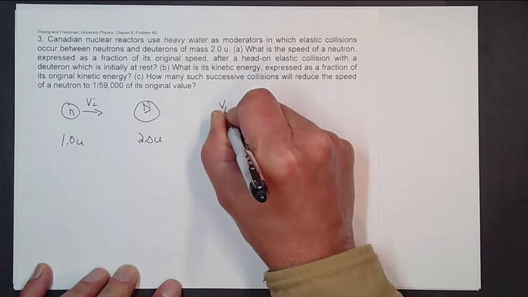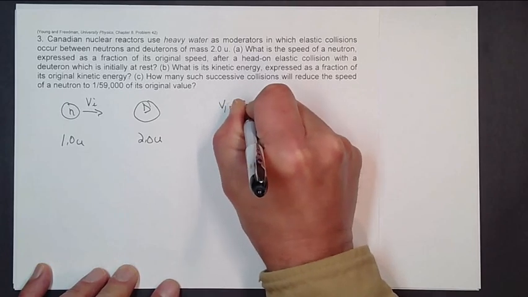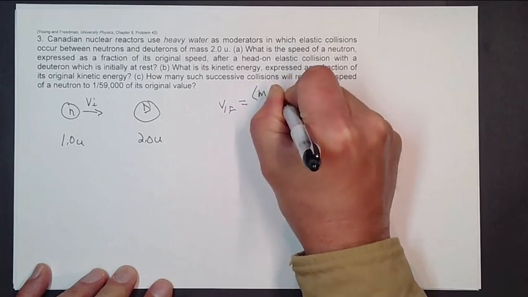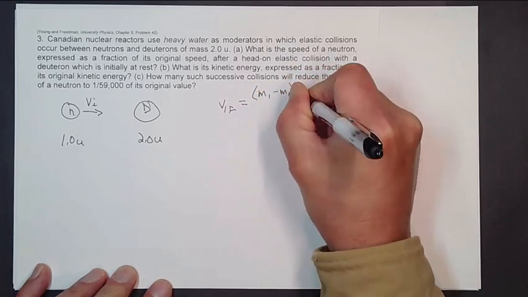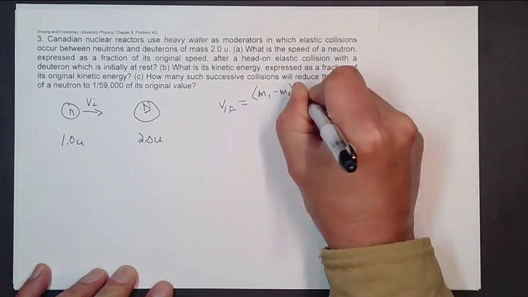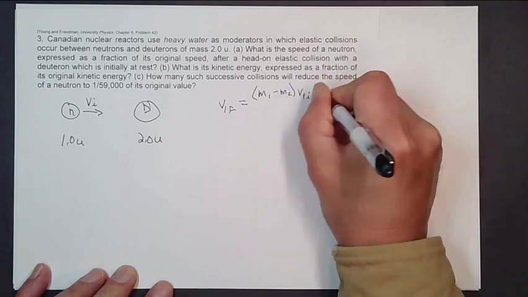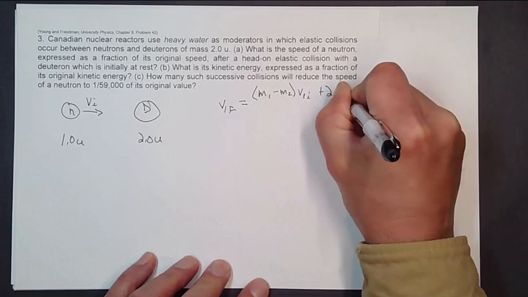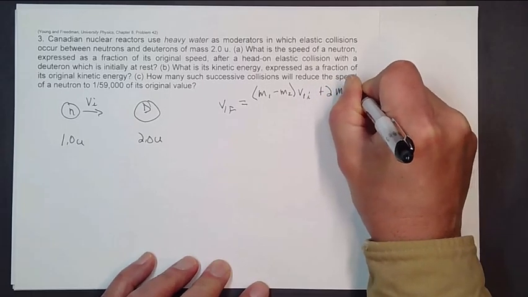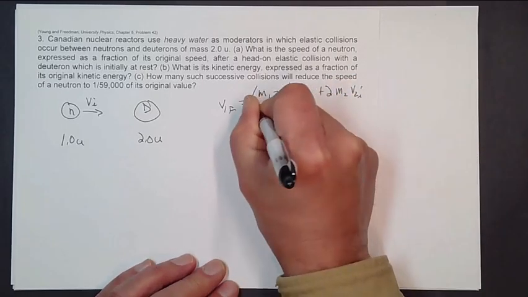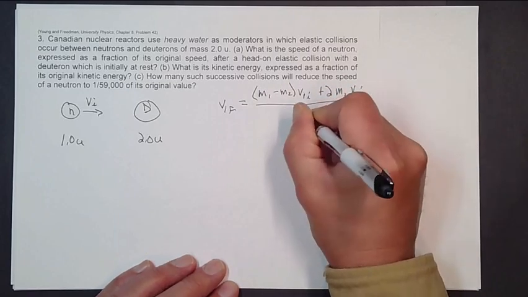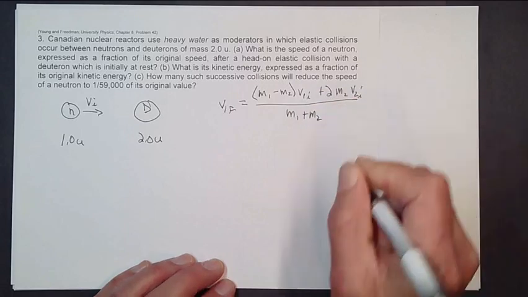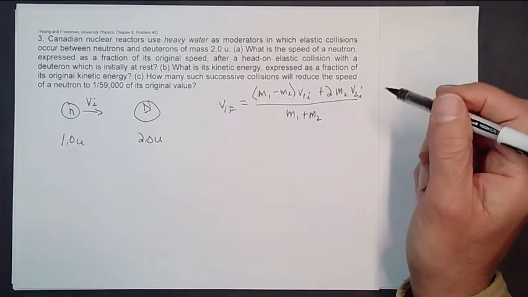V1 final is going to equal (M1 minus M2) times V1 initial plus 2 M2 V2 initial, divided by M1 plus M2. And we're going to be able to use this expression here.